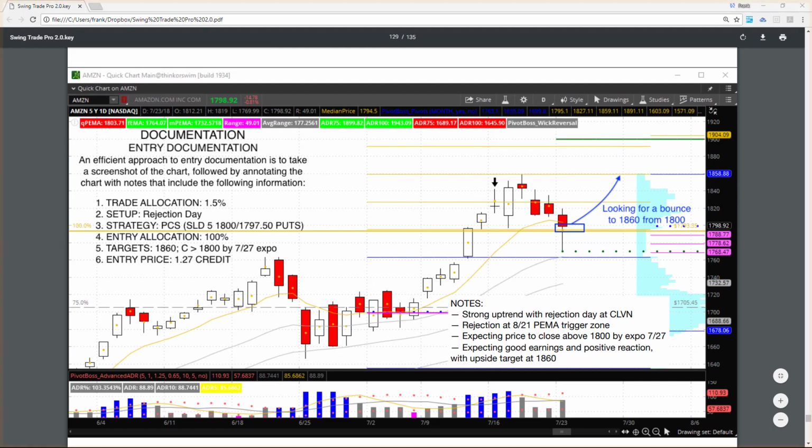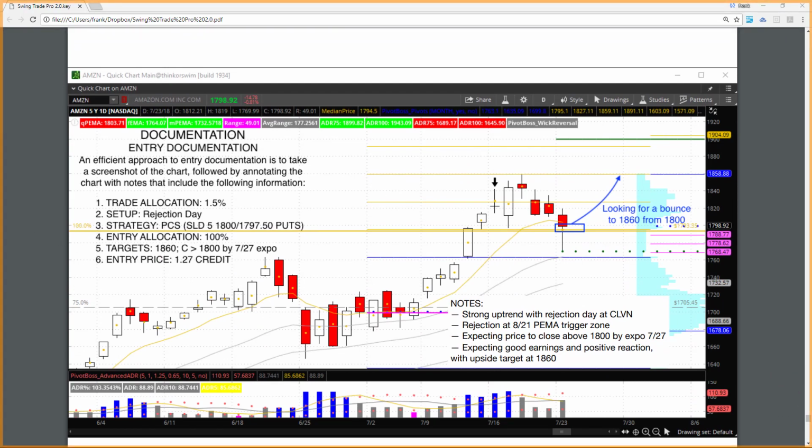Here's a trade I took in Amazon. This one again has been trending up significantly. It's been going to the moon in terms of price. And again, an efficient approach to entry documentation is to take a screenshot of the chart, followed by annotating the chart with notes that include the following information. Here are the 6 various things we discussed, plus the 7, which is notes.